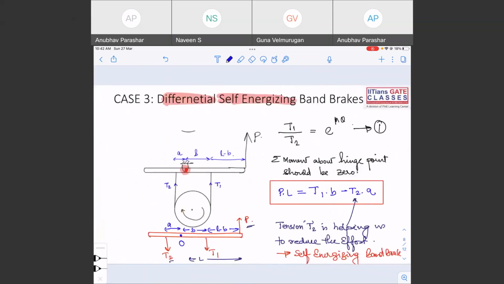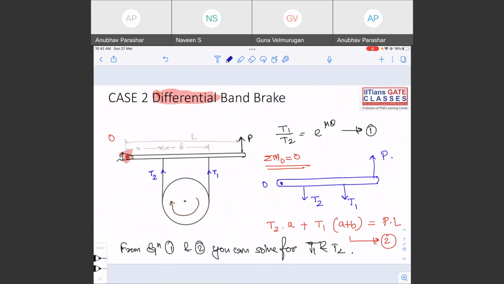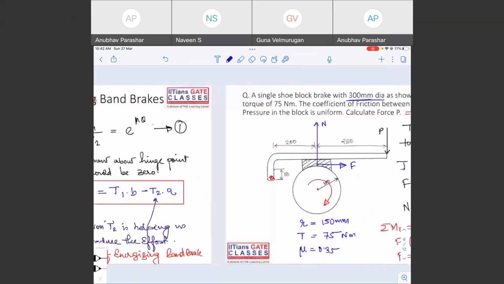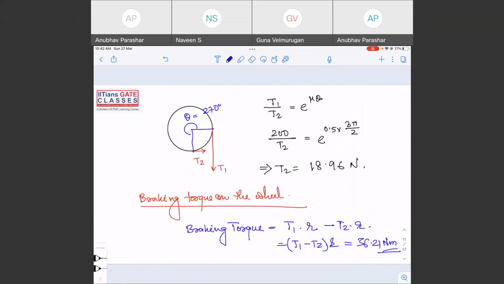Okay, just keep this much in mind. You should know what are the different types of brakes: shoe brake, differential brake, right? And simple problems, if they ask questions like the ones seen, they are asking T1 by T2 is equal to e to the power mu theta. You should know this formula, right?